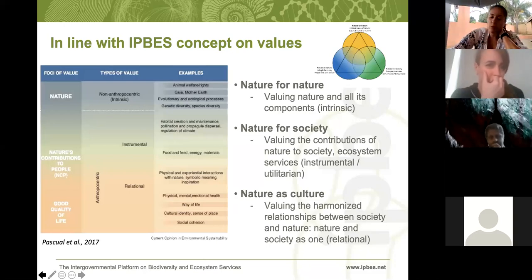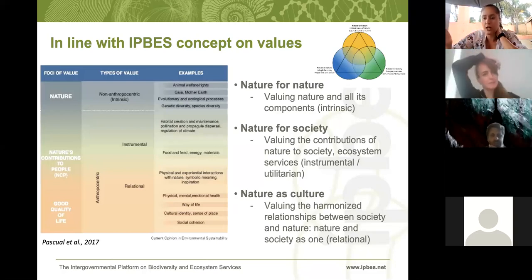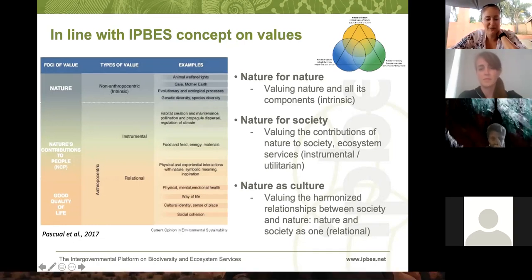But I think what we also were a bit cautious about is that, yes, you can map these quite nicely onto the triangle, but we don't want to be limiting it just to these particular values. And so we speak about a value perspective of nature as culture, a value perspective of nature for society, and a value perspective of nature for nature, which can incorporate these different values, but we don't want to be limiting it to just talking about these as individuals, because again, they're not isolated, they're relative to each other. Which can be quite difficult to communicate in papers. So any ideas that you have on that, more than welcome.